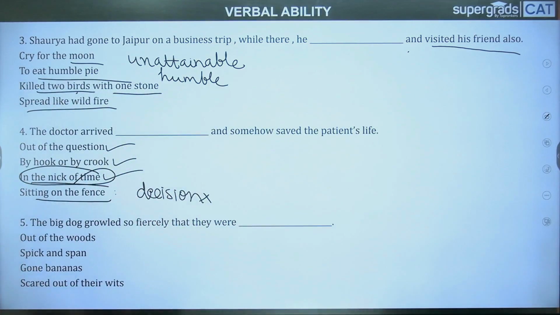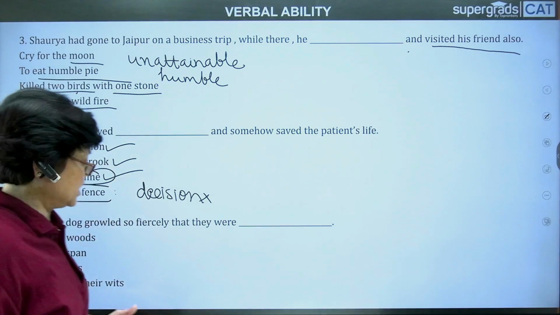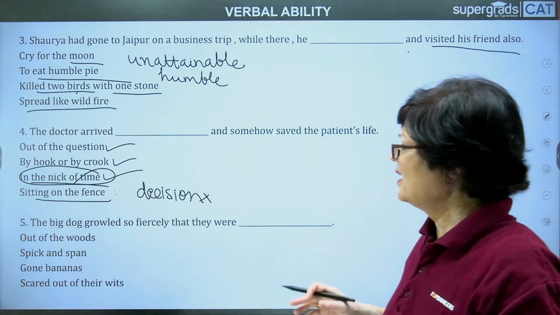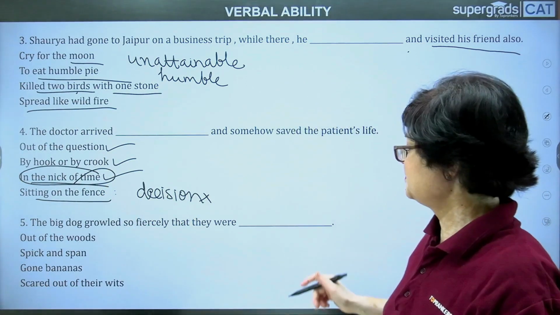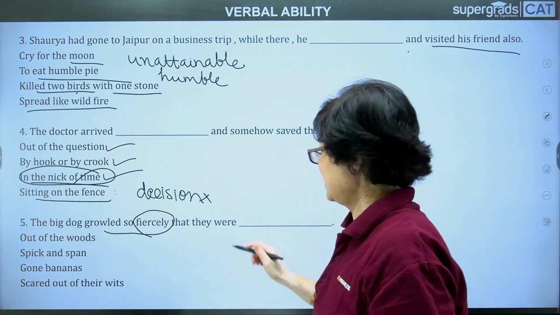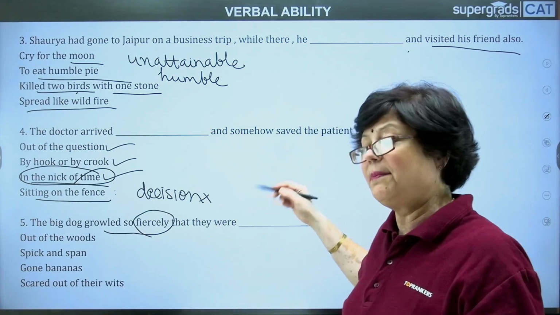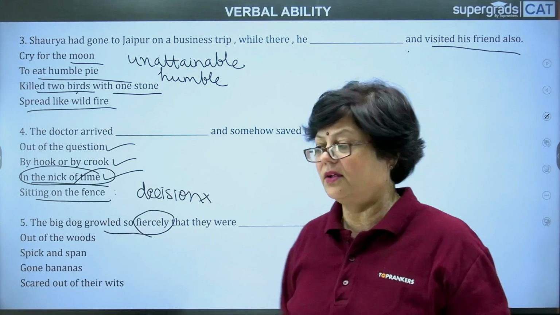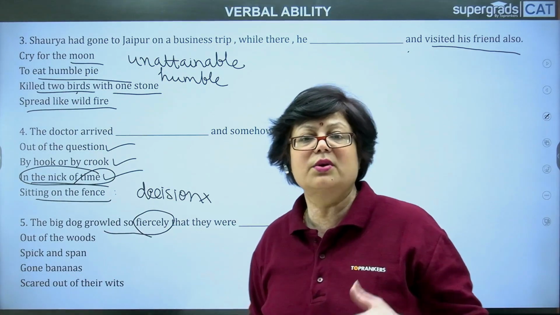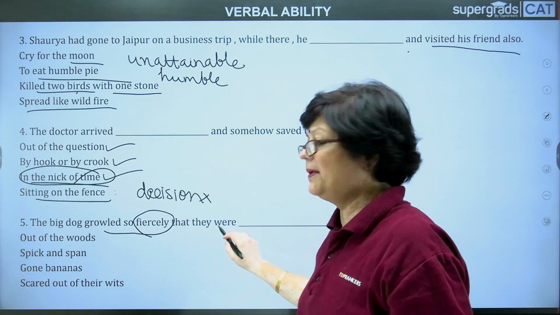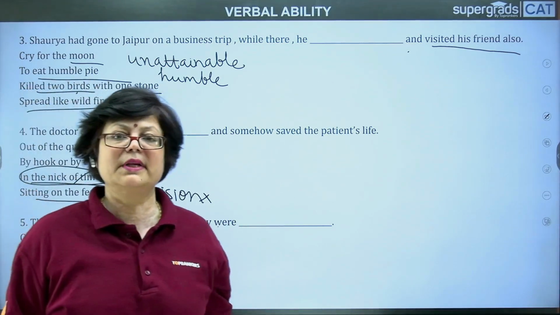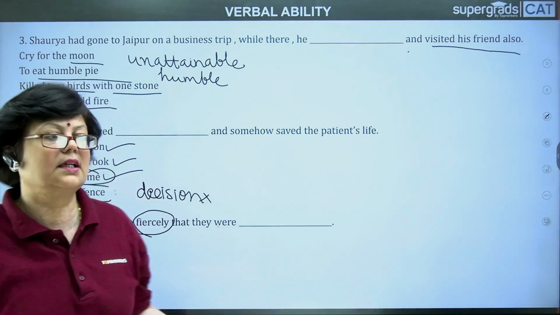The big dog growled so fiercely that they were dash. The big dog, the huge dog, he growled, so fiercely. Fiercely means ferociously, wildly. Okay, that they were the people who were there outside. What happened to them when they saw this dog barking at such a huge pace, and such a noise was caused due to his barking, due to his growling, that what happened to the people there outside? Out of the woods. Out of the woods has no meaning. We are not talking about any woods or any jungle or any forest.